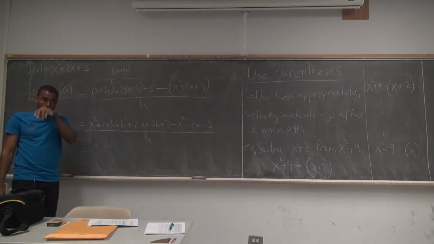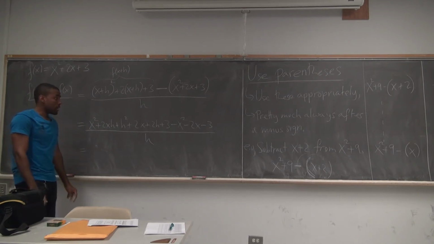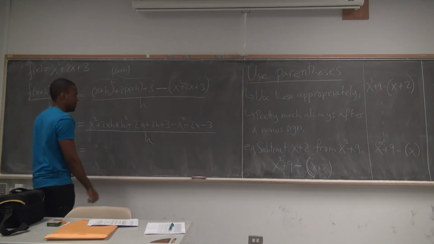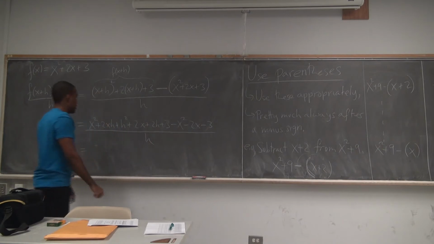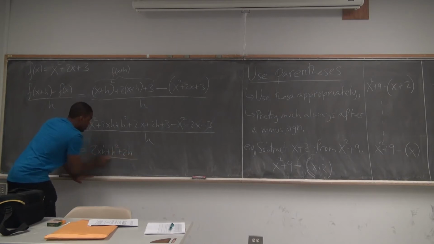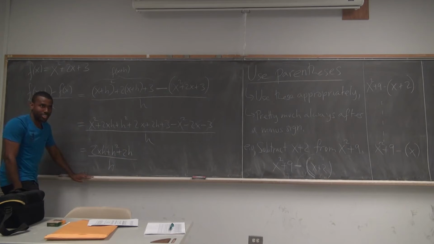Now what? Combine like terms. So x squared kills the x squared. This 2x kills this 2x. The 3's die as well. And what do we have left? 2xh plus h squared plus 2h all over h. You can cancel the h's, right? No, you cannot cancel the h's.